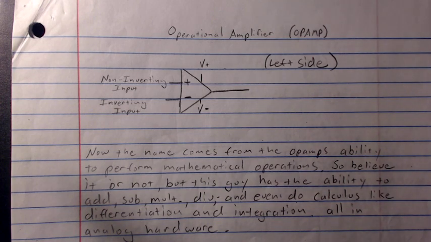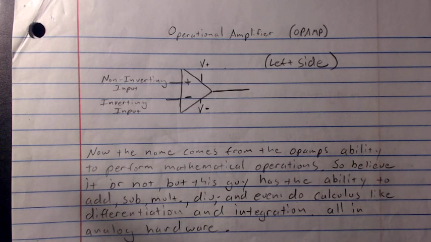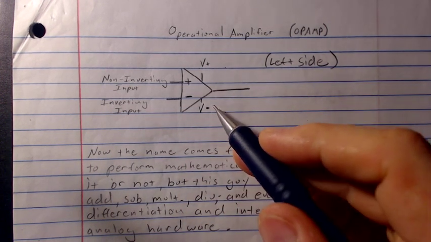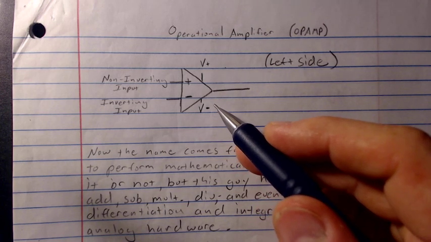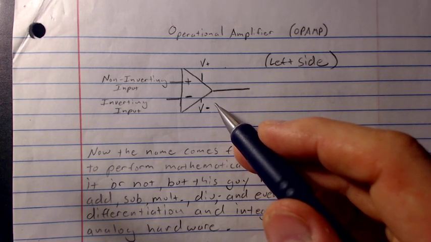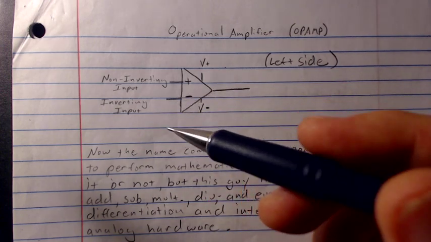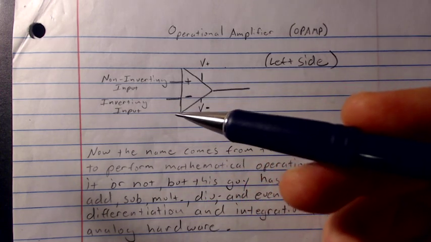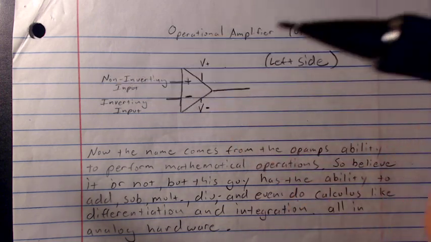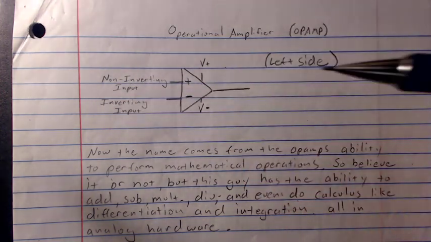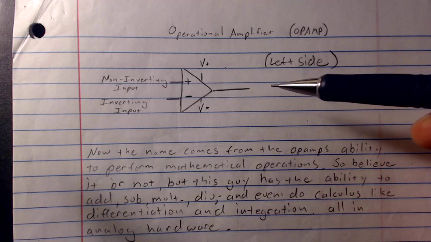So, believe it or not, this little part over here, and this would be the schematic symbol for an op amp, is capable of performing all sorts of useful mathematical operations. You could add voltages. So I could take two voltages and add them together. I could have 1 volt on one wire, 2 volts on another wire, and out of this op amp is going to come 3 volts.